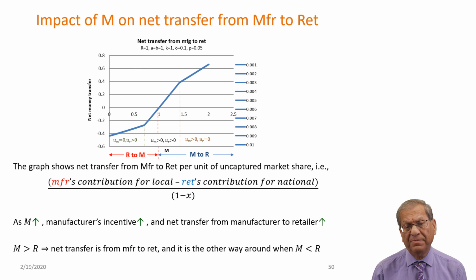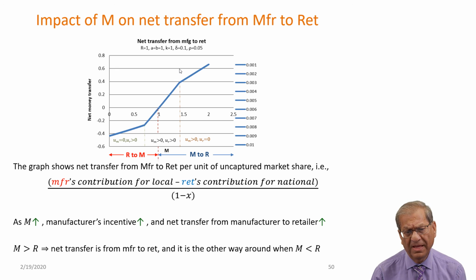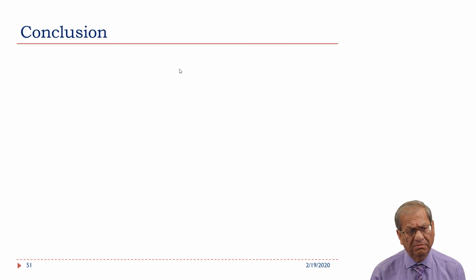So by net transfer we mean that since each one is supporting the other, we can find out the exact amount of money transferred between the two. So this is the other result that we have. And we can conclude finally the presentation.